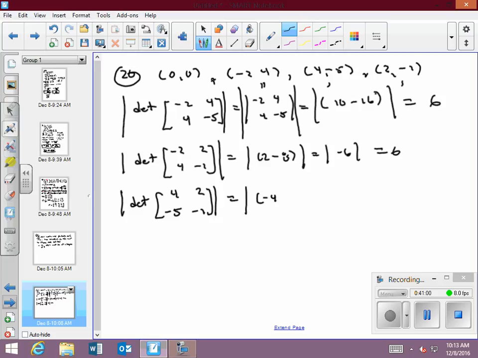Minus 4 plus 10. It doesn't make any difference which vector you take. Any two of the vectors, you take the absolute value of the determinant, you'll get the area. So you don't have to worry about which pair you use.